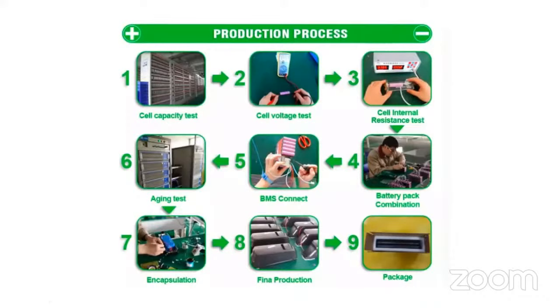Once you have sorted out the cells, the damaged ones will be separated out, and only the good ones you will be using. Then comes the battery pack combination. You will be connecting the BMS. You will be doing the aging test. You will be potting the encapsulant or potting material. You will be keeping this into the casing. That is the final production, and you will be doing the final packaging.